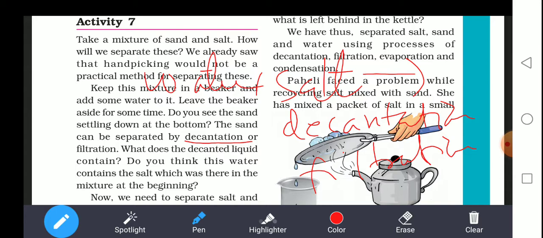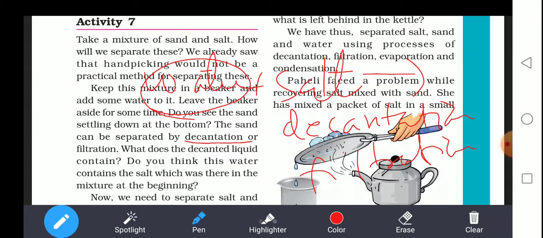So which method can we use? Evaporation. After using evaporation, that water will become vapor, which will be exposed to the environment, so we cannot obtain the liquid. Then we have to use another method in order to obtain the water. This water and salt can be separated by evaporation.